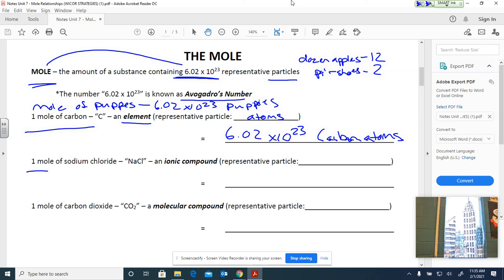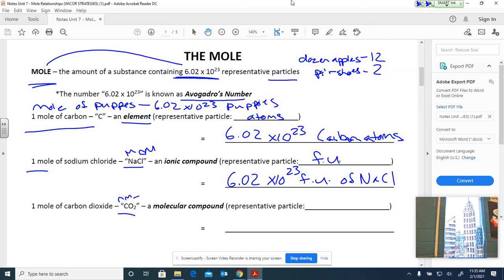So if I have 1 mole of sodium chloride, which is NaCl, sodium is a metal, chlorine is a non-metal. So it's an ionic compound. So its representative particle are formula units, or FU. Now, how many formula units of sodium chloride do I have if I have a mole of them? Well, it's easy. It's just like if I had a dozen of them, I'd have 12. Well, if I have a mole of them, then I have 6.02 times 10 to the 23rd formula units of NaCl, of sodium chloride.